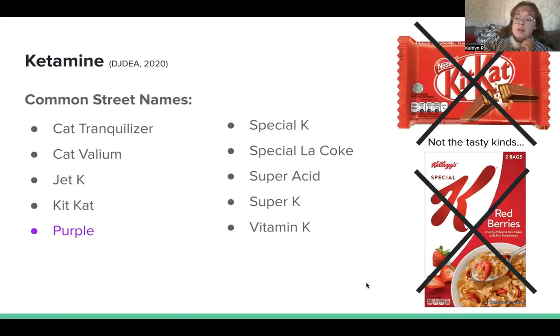So lastly, to go over some common street names of ketamine, there's kind of a lot of them. So there's cat tranquilizer, cat Valium, Jet K, Kit Kat, Purple, Special K, Special La Coke, Super Acid, Super K, and Vitamin K. And then on the right side of the screen, I just put pictures of Kit Kat candy and the Special K cereal. So it's not the tasty kinds.